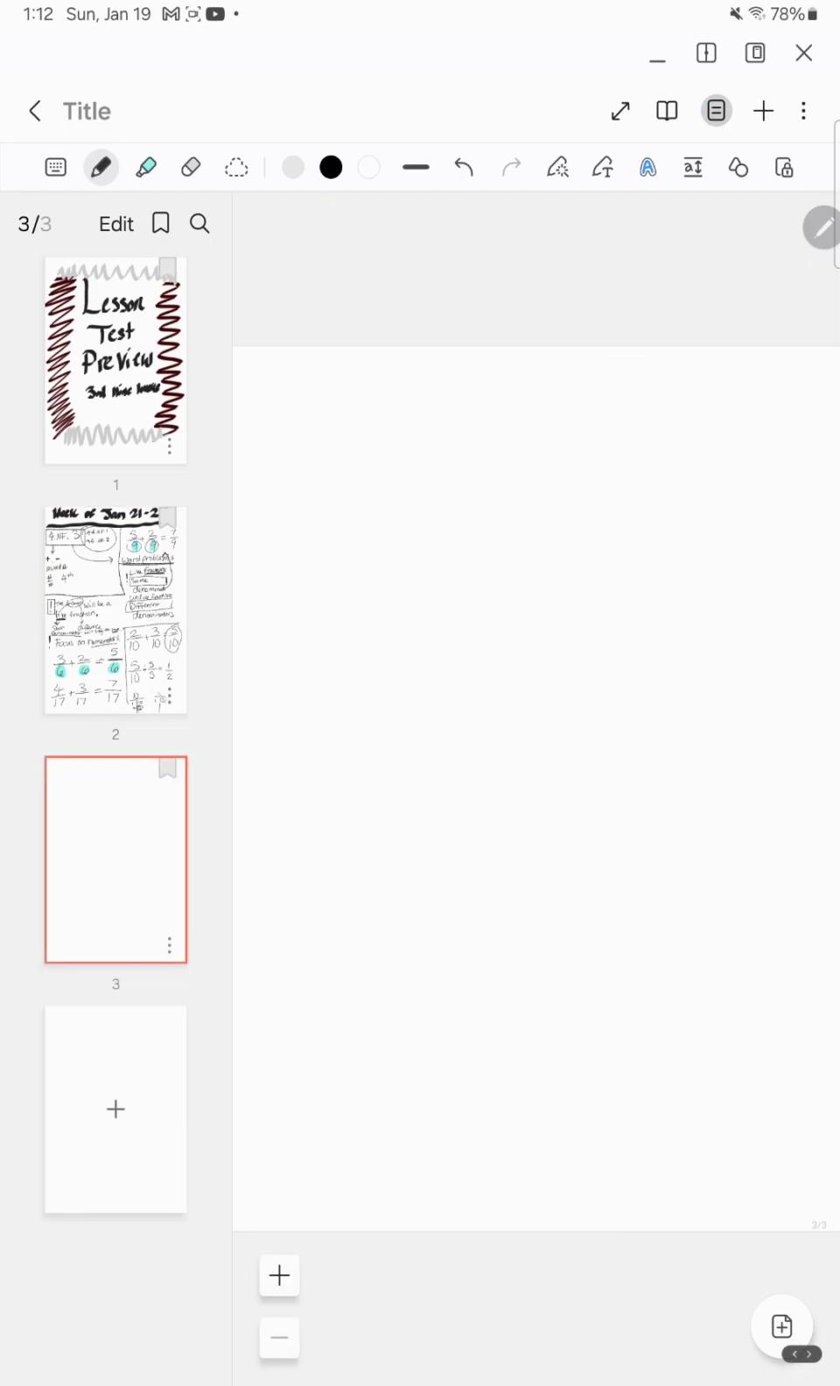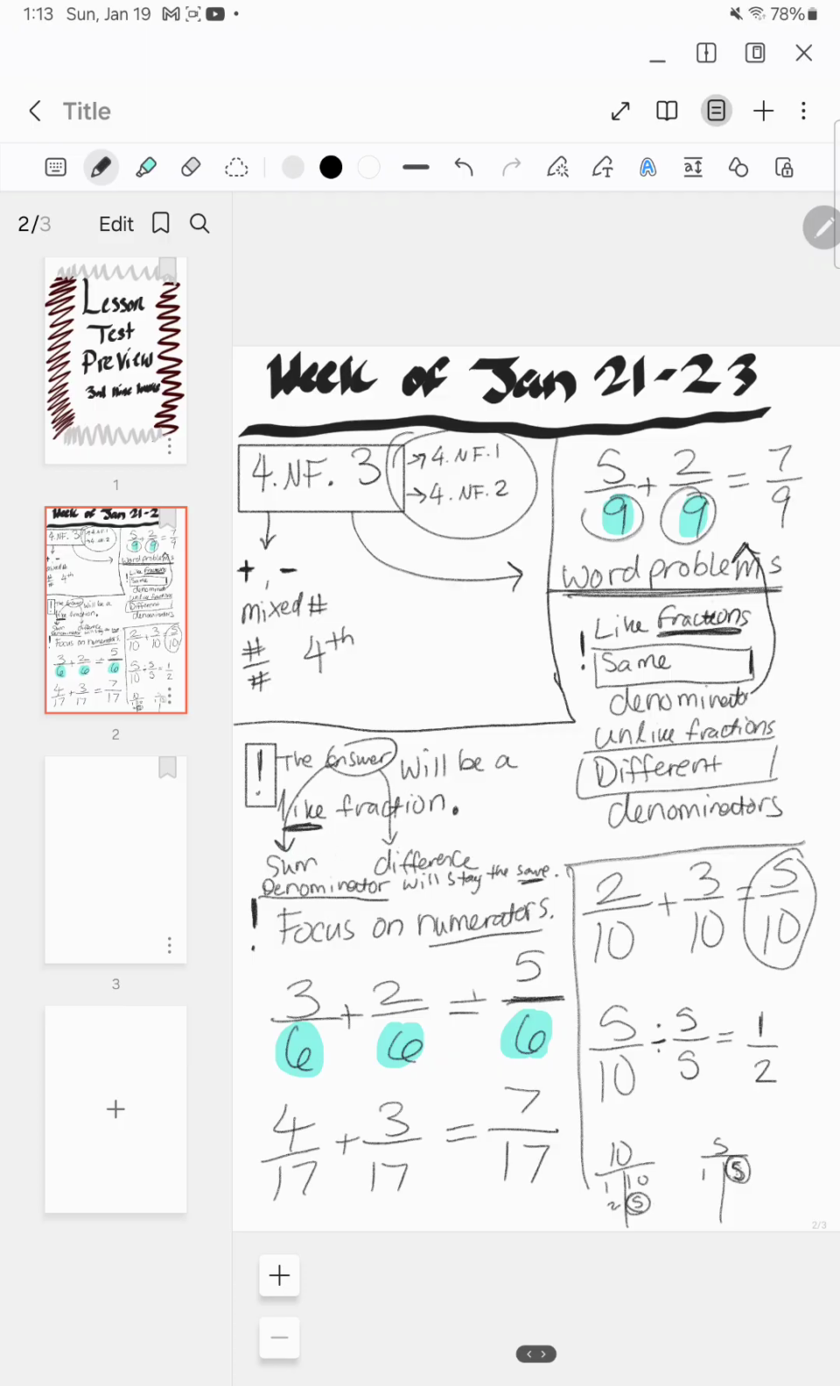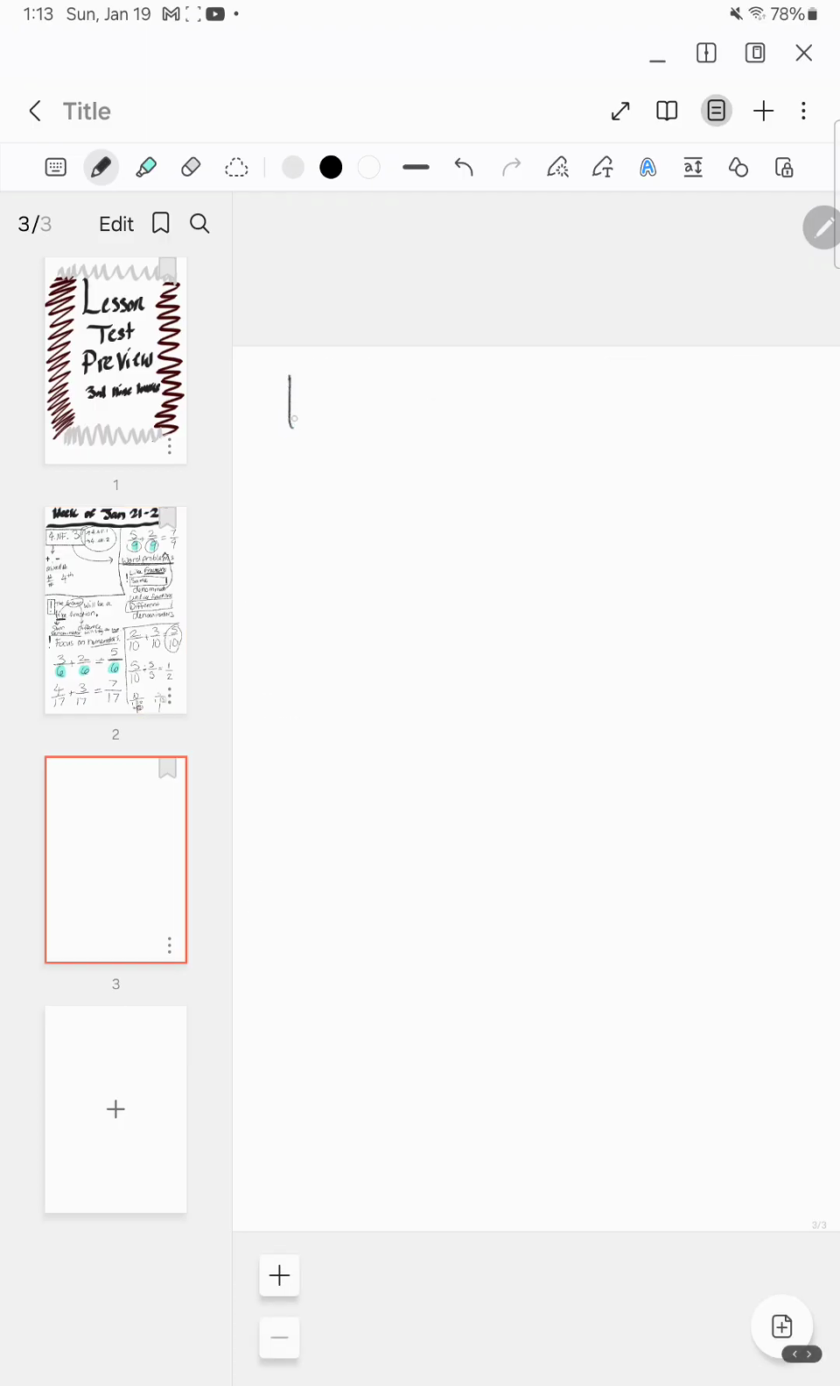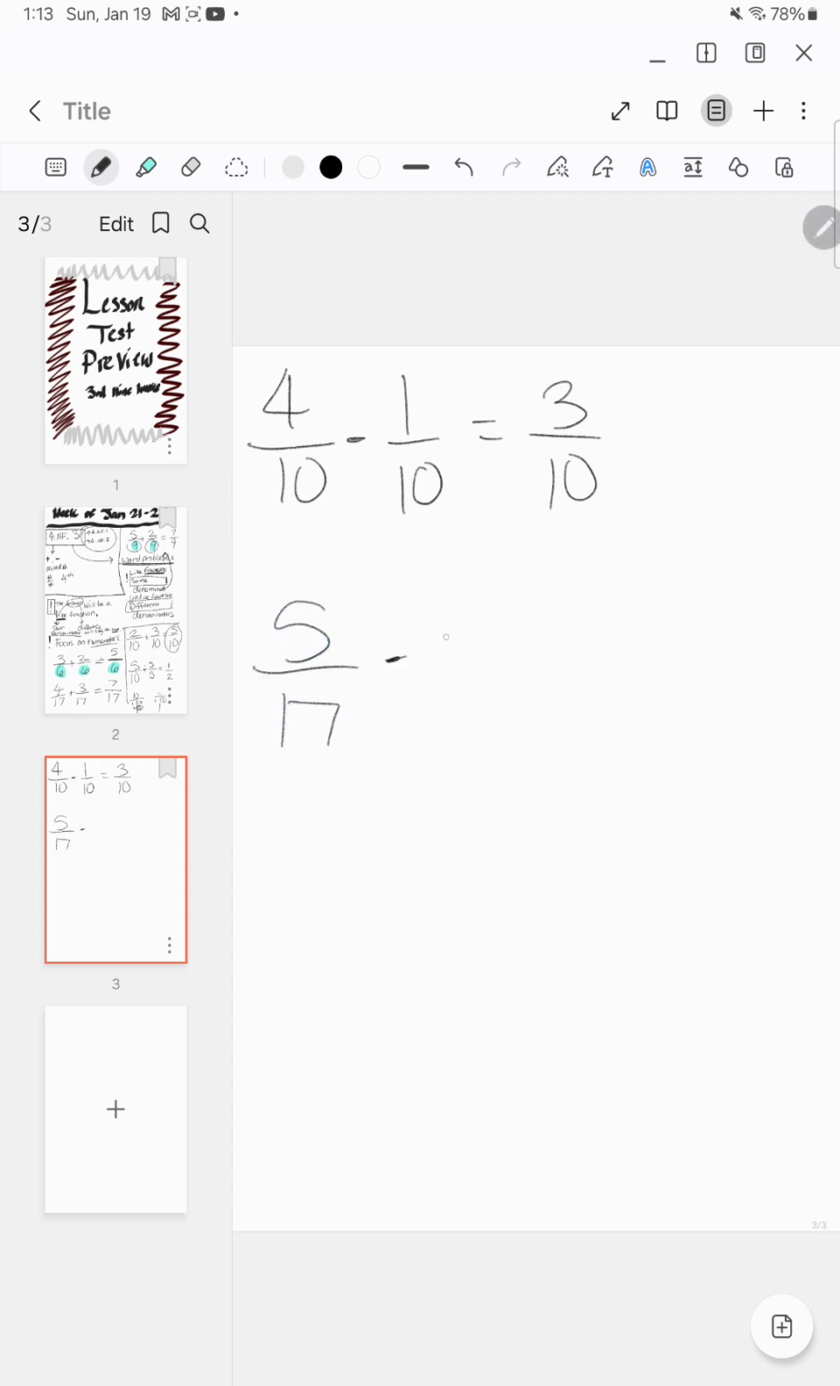Alright, so now let's talk about subtracting fractions, because we're either going to add or subtract when it comes to this. I can do 4 tenths minus 1 tenth and get 3 tenths. Again, the denominator has to be a like fraction, so the denominators will stay the same. And we just focus on the numerators. Now I'll do one more for the sake of time. Again, the denominator stays the same. 5 minus 2 is 3.